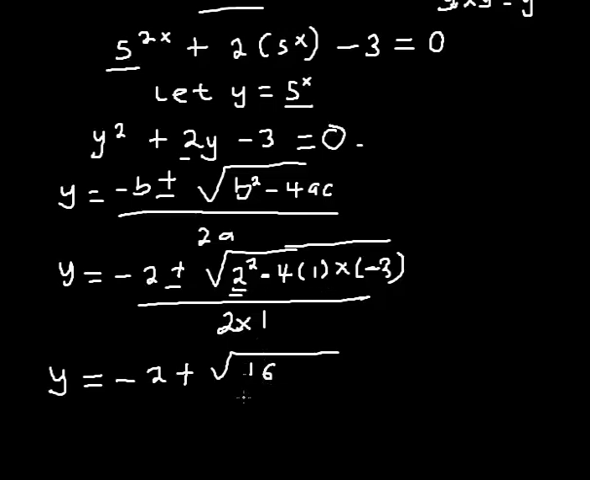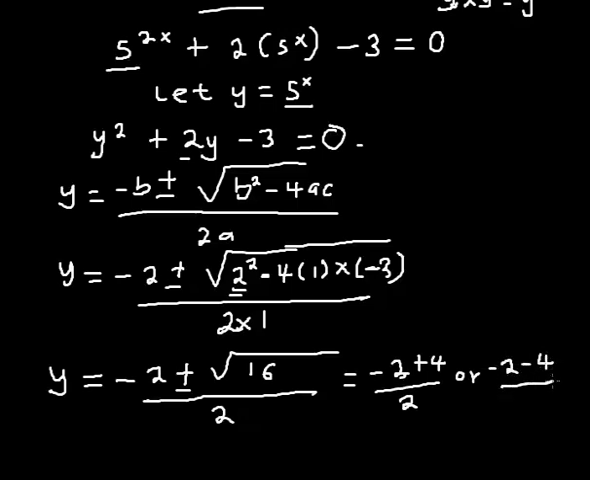So everything inside this square root is 16, then divided by 2. So of course you know very well that my answer, my y, will have two answers: one for the plus and the other for the minus. So my y is either minus 2, the square root of 16 is 4, all right. So minus 2 plus 4 all over 2, or my y is going to be minus 2 minus 4 all over 2, but I will only use the one that will give me a positive value.